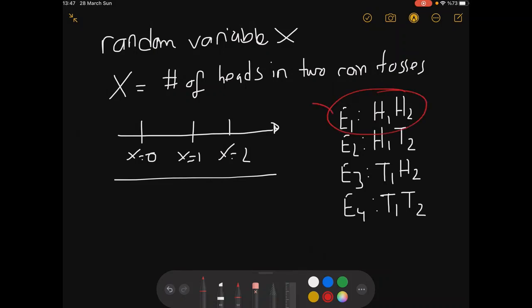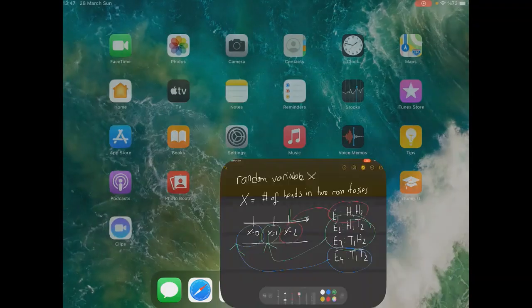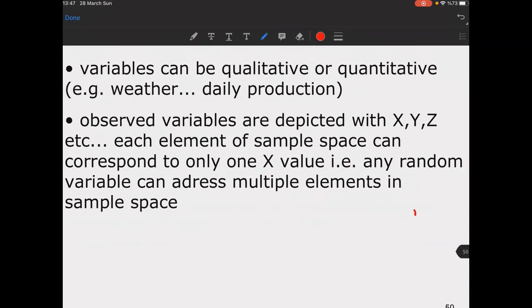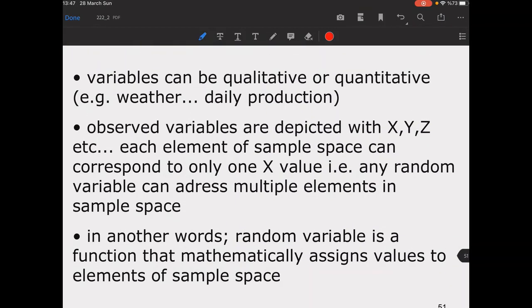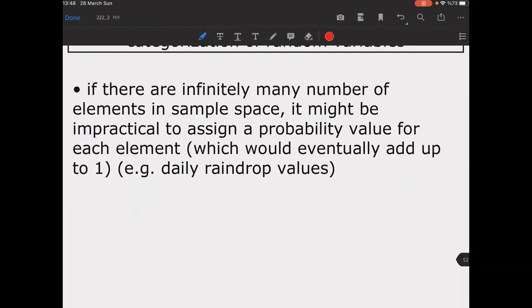Okay, this one corresponds to this one, and this one corresponds to this one, and the remaining ones are corresponded to this one. Okay, we're just doing a matching here, right? Matching here between them. That's what we're talking about. It works like a matching approach here. So this is what we're told in the slide as well. In other words, a random variable is a function that mathematically assigns values to the elements of the sample space.